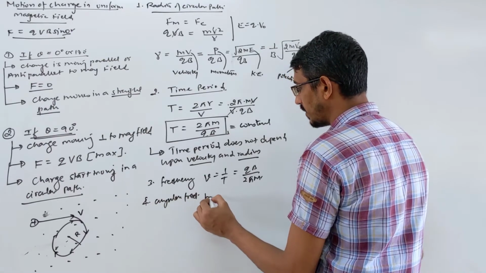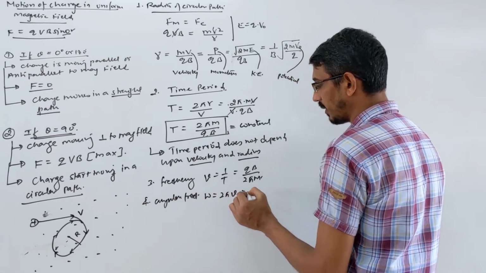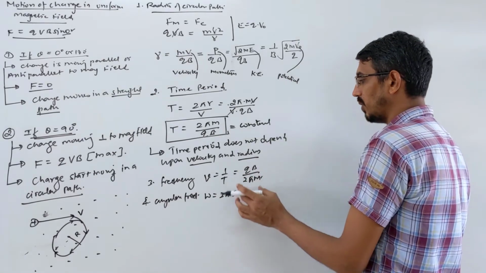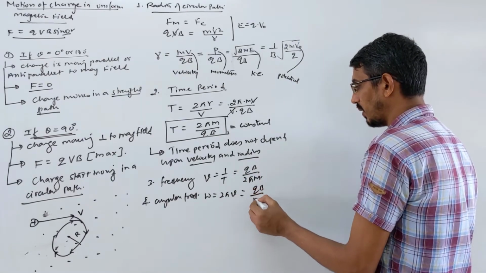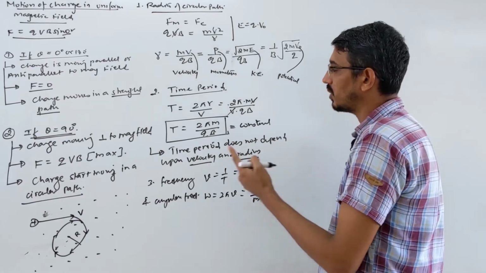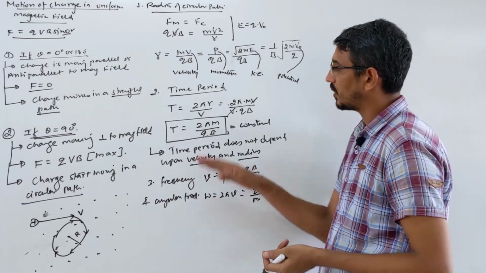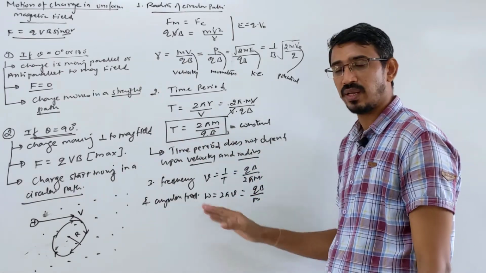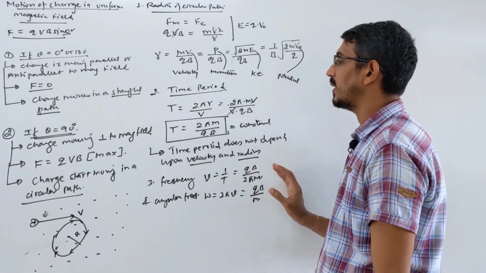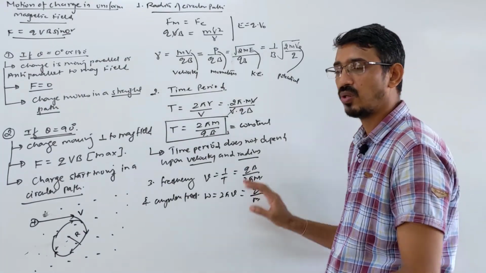Correct. Angular frequency means omega is what? 2 pi nu. Correct. So this is nu. You multiply them, you get just qB upon what? M. This is also constant. This also does not depend upon radius and velocity. So time period, frequency and angular frequency or angular velocity, we call it, does not depend upon what? Your radius and velocity. They are always constant.